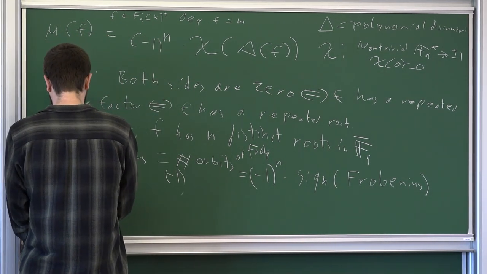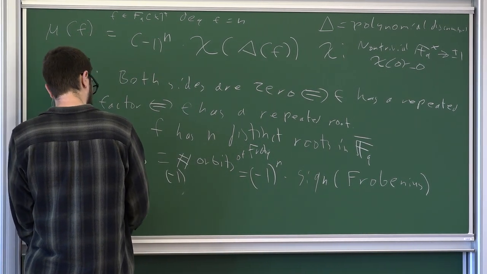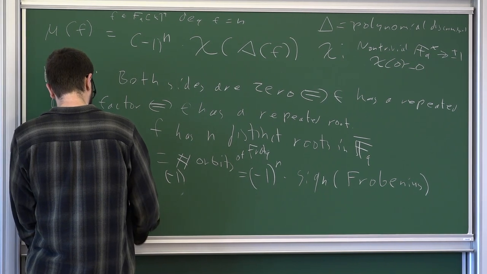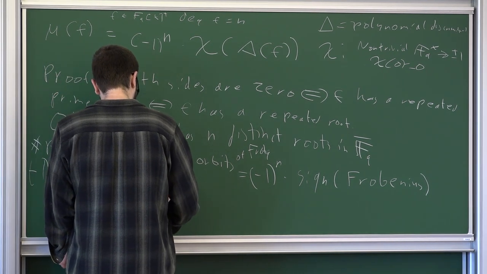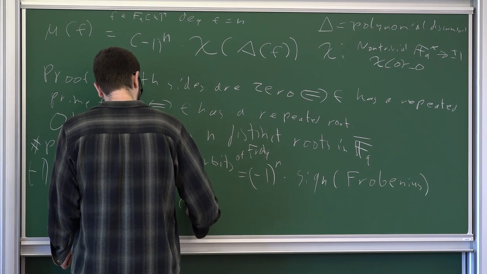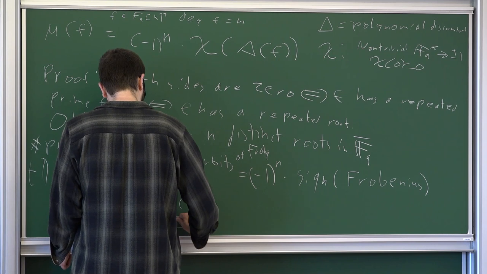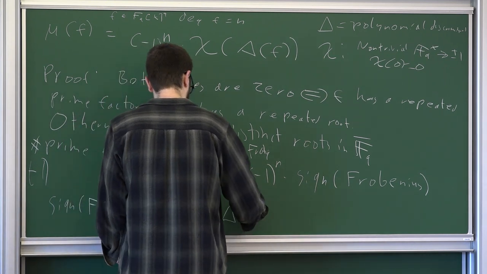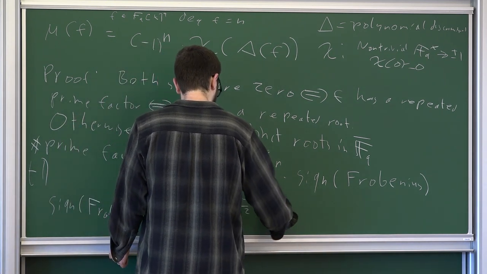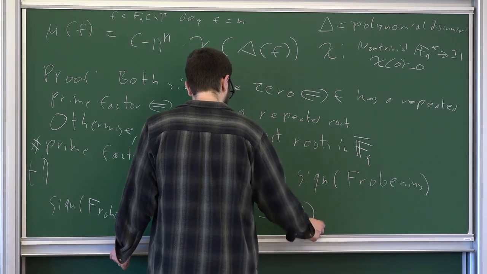So the sign of Frobenius is equal to Frobenius of the square root of the discriminant divided by the square root of the discriminant, which is equal to the discriminant to the (q-1)/2, which is chi of the discriminant.